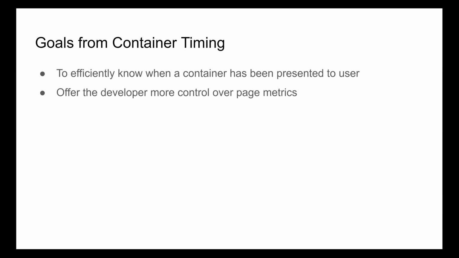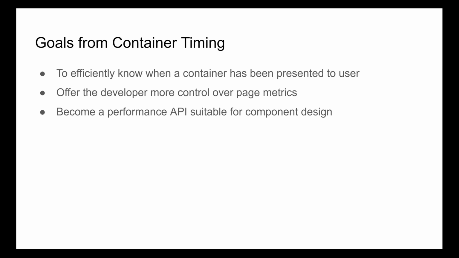Can we offer the developer more control over what we have now with element timing? And again, similar to what I mentioned earlier, can we have an API that's suitable for component design where developers have a separation of concerns? They might even have a component made by a different team that they're displaying on their website, and maybe they want to track that separately. Can we have a modern API that allows that?